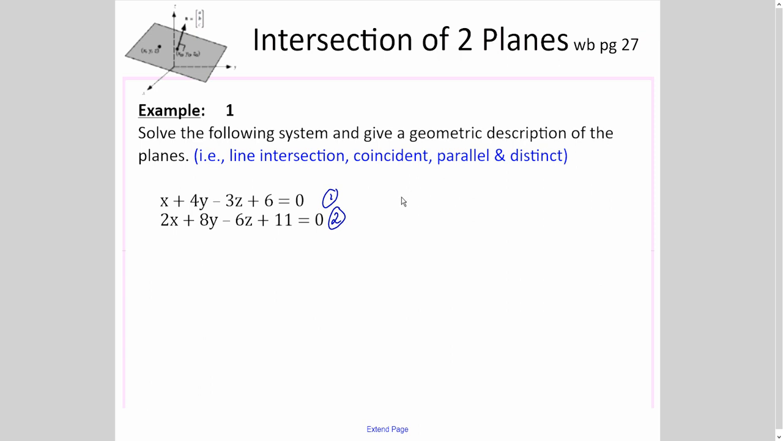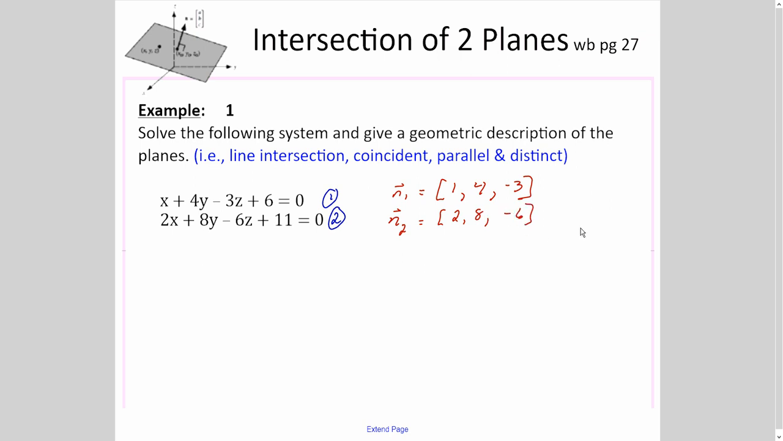So I'm going to say that my normal vector 1 is going to be 1, 4, and negative 3. And then my normal vector 2 is going to be 2, 8, negative 6.